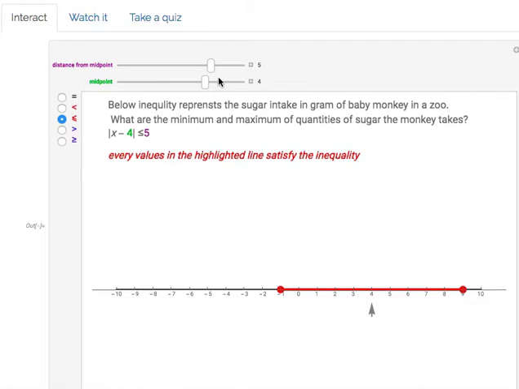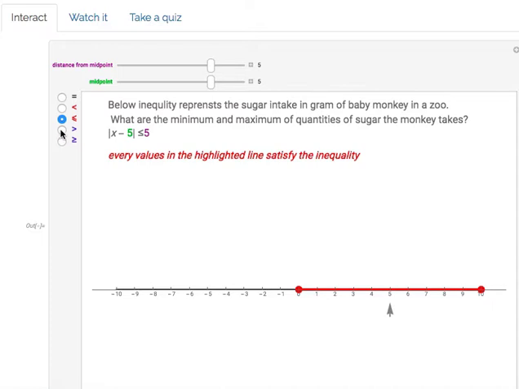So now we can increase the midpoint, you can move the midpoint, and this line changes. This is the maximum value satisfying this inequality, and this is the minimum value satisfying this inequality, and the number which is inside this absolute value is the midpoint of this line segment.